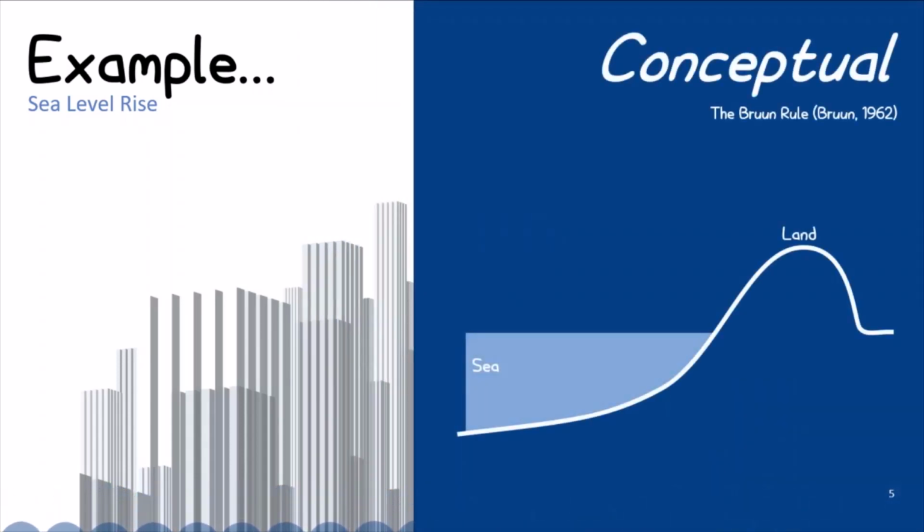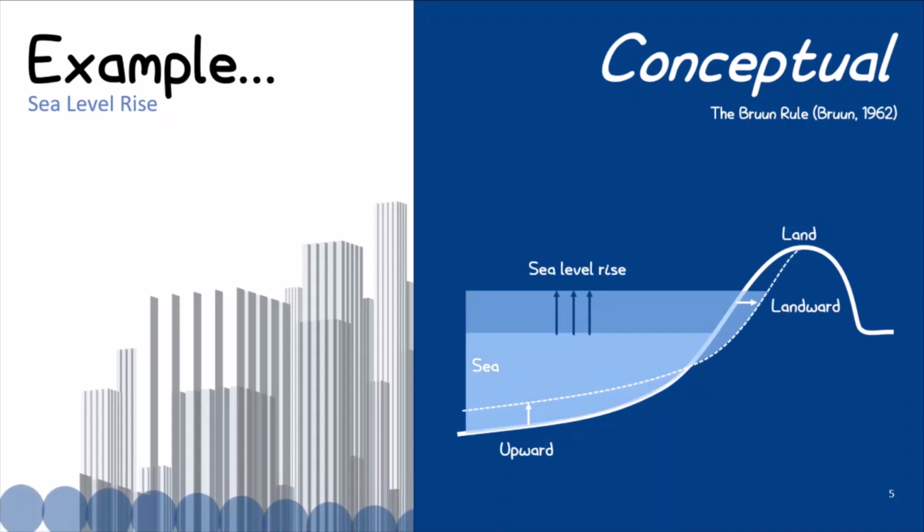For our conceptual model, I'm using the example of the Bruun rule. Here we have a cross-section of the coast with dry land on the right-hand side and ocean on the left-hand side. In its most basic form, the Bruun rule is a conceptual model that describes an idea about how the cross-sectional profile might respond with sea level rise.